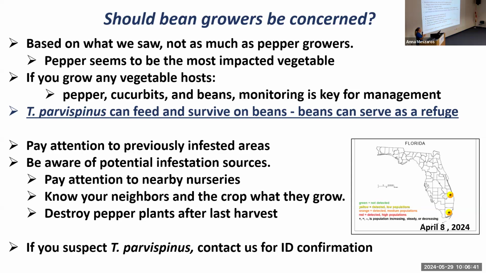For management, Thrips parvispinus can survive and feed on beans, so beans can serve as a refuge. So pay attention to previously infested areas, your crops' surroundings, and be aware of potential infestation sources. Pay attention to nearby nurseries, know your neighbor and what your neighbor grows, and destroy pepper plants after last harvest if you grow pepper. If you suspect Thrips parvispinus, please contact us.